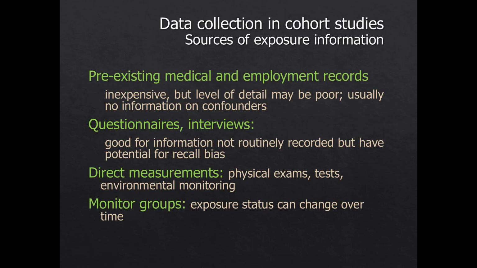Where do we get exposure information? Medical and employment records, questionnaires. So this is for retrospective studies. Questionnaires and interviews would be for prospective studies. Direct measurements, again for prospective or maybe cross-sectional, though cross-sectional studies and cohort studies, we want to distinguish between them. And then we monitor groups where they check in every once in a while, and they fill in questionnaires or we do direct measurements.